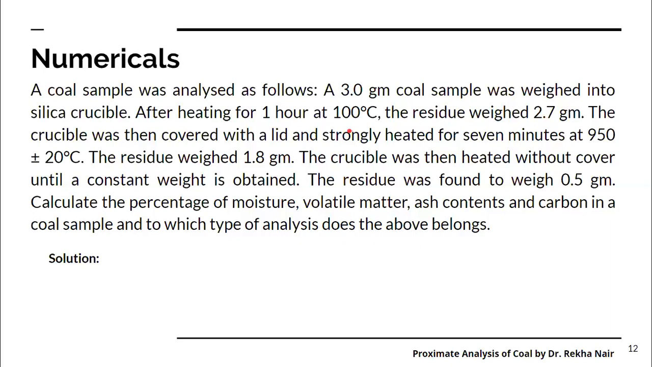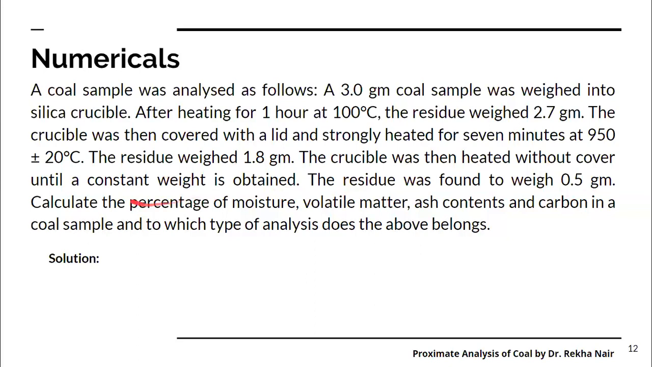The crucible was then covered with a lid and strongly heated for 7 minutes at 950 plus or minus 20 degrees centigrade. It means that at 950 plus or minus 20 degrees centigrade for 7 minutes, all the volatile matter is removed. After removal of all volatile matter, we have 1.8 gram as residue. So W3 is 1.8 gram. The crucible was then heated without cover until a constant weight was obtained. So it is converted into ash. The residue was found to weigh 0.5 gram, meaning the weight of ash is 0.5 gram.